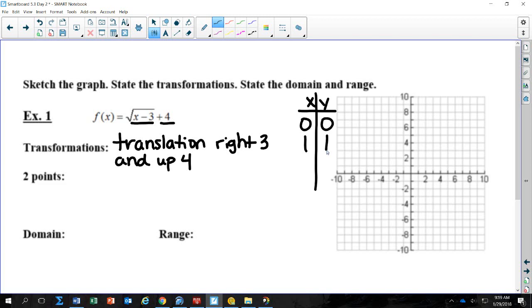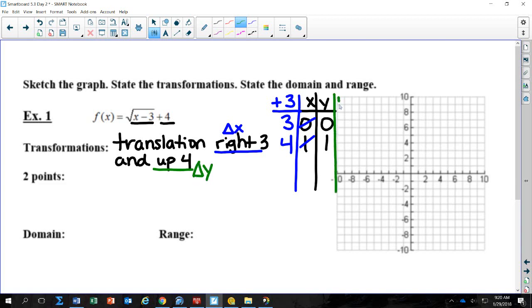So right 3, up 4. For right 3, I'm going to add 3 to my x values. Right 3 is a change in x. So 0 plus 3 is 3. 1 plus 3 is 4. And up 4, is that a change in my x values or my y values? Y. This is a change in my y values, so I'm going to add 4 to my y values. 0 plus 4 is 4. 1 plus 4 is 5.